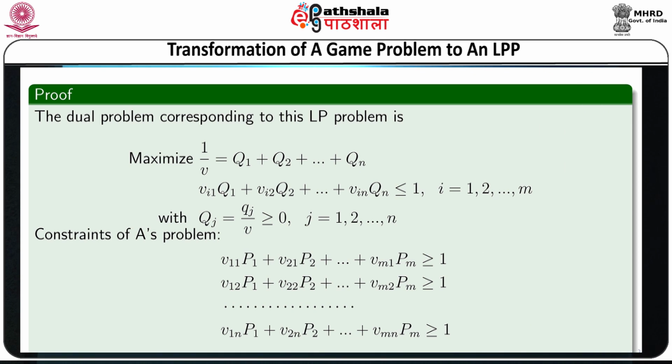The dual problem corresponding to this LP problem is given by: maximize 1 by V equal to Q1 plus Q2 plus dot dot dot plus Qn, subject to Vi1 Q1 plus Vi2 Q2 plus dot dot dot Vin Qn less than or equal to 1 for i equal to 1 up to m, with capital Qj equal to small qj by V, which are non-negative for all j. The constraints of A's problem can be written as shown in this slide.